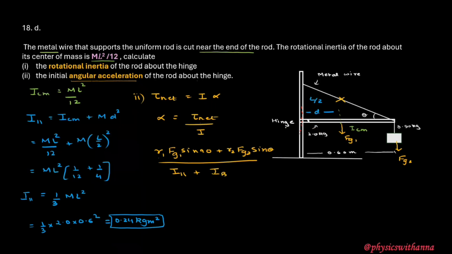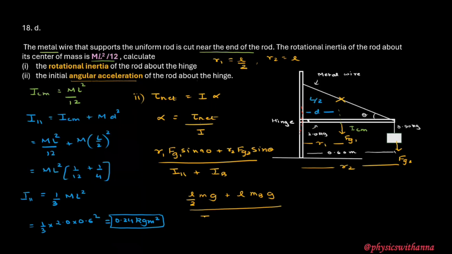R1 is the distance of force Fg1 from the axis of rotation. So this is R1, which in our situation is equal to L by 2. R2 is the distance of the block from the axis of rotation, and R2 is equal to the length of the rod. The angle made by the force due to gravity in both situations is 90, as they are perpendicular to the rod. So now we can substitute. R1 I will write as L by 2. Fg1 I can write as mass of the rod times acceleration due to gravity. Sine 90 is 1, plus R2 is L. Fg2 will be mass of the block times g, over I parallel plus rotational inertia of the block, which we can write as mass of the block times the distance R2 squared.